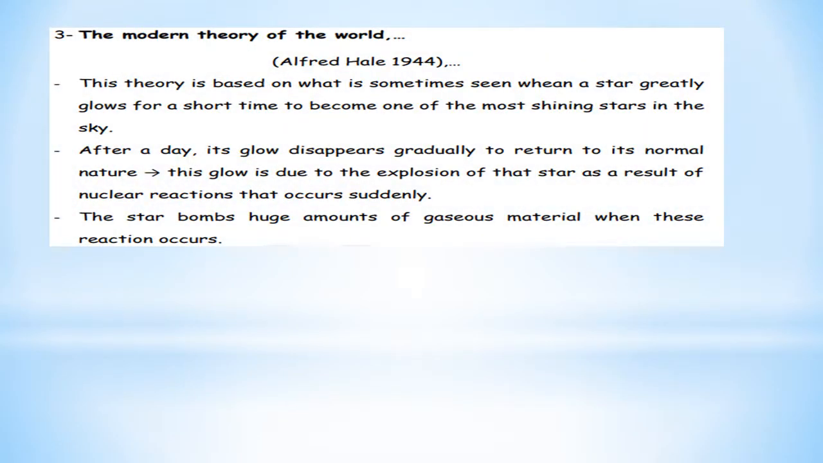The third theory is the Modern Theory of the world. Here we say there is a star expulsion phenomenon, in which a glowing star shines for a short time to become one of the most shining stars in the sky. So a star was rotating near the sun. This star exploded due to the huge nuclear reaction. What happened then? There was a bumping of the star's nucleus away from the gravity of the sun. So the explosion resulted in the star's nucleus getting away from the gravity of the sun, and the gaseous cloud from this star remained around the sun.